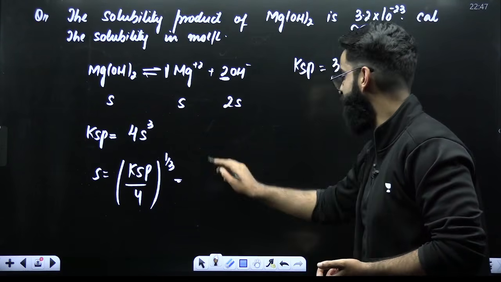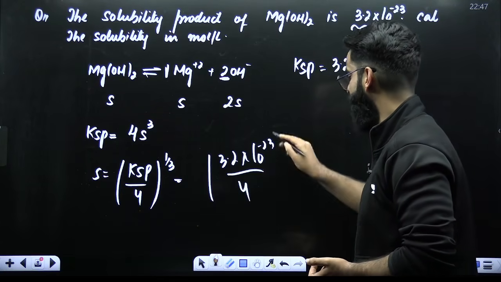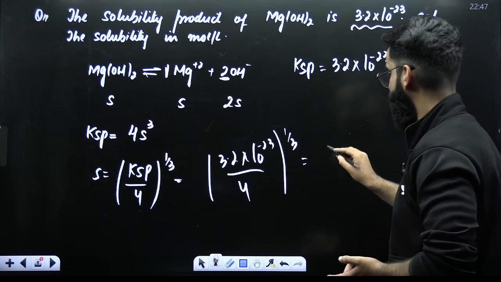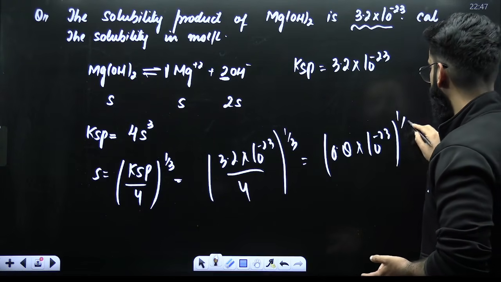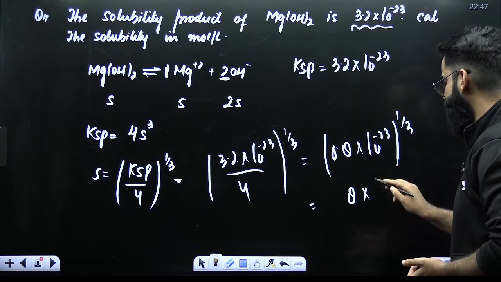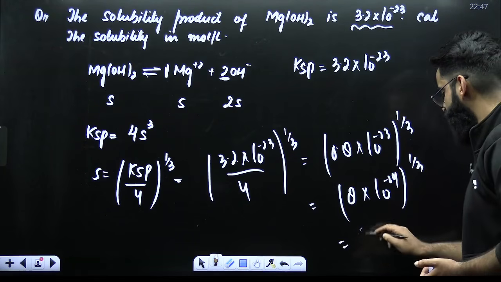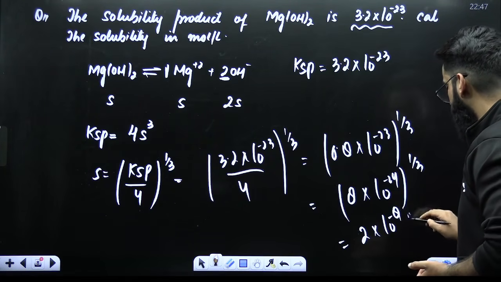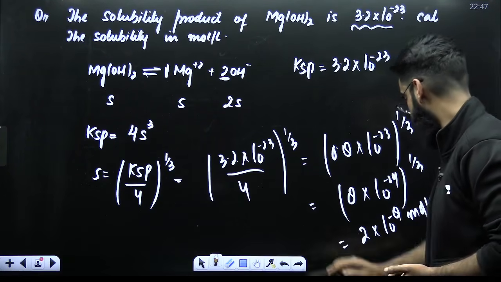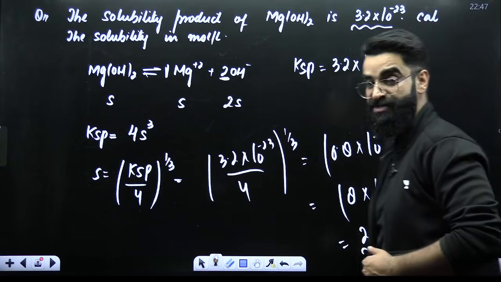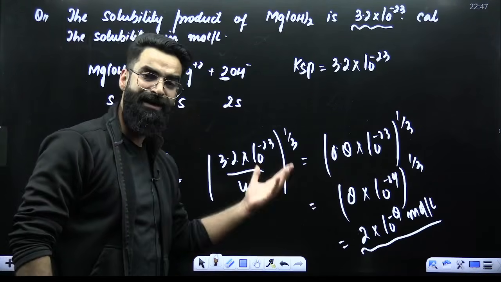or S value comes out to be Ksp divided by 4, whole raised power 1 by 3. And Ksp in the question is given to me as 3.2 into 10 raised power minus 23 divided by 4 whole raised power 1 by 3, which comes out to be 0.8 into 10 raised power minus 23 whole raised power 1 by 3, which is going to be 8 into 10 raised power minus 24 whole raised power 1 by 3, right? Which comes out to be 2 into 10 raised power minus 8 moles per liter over here, right? So this is the value of solubility which I was supposed to calculate, and this is how, when Ksp is given, you are supposed to calculate solubility. This is how you do it.